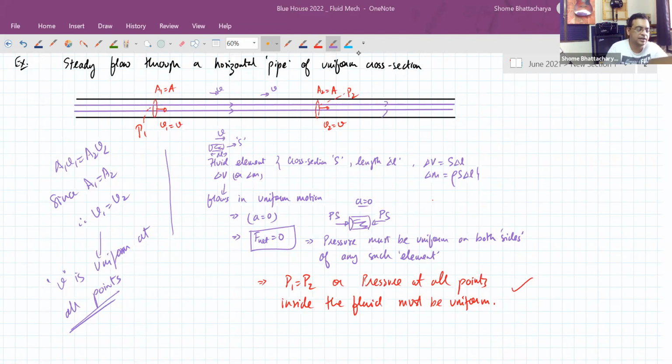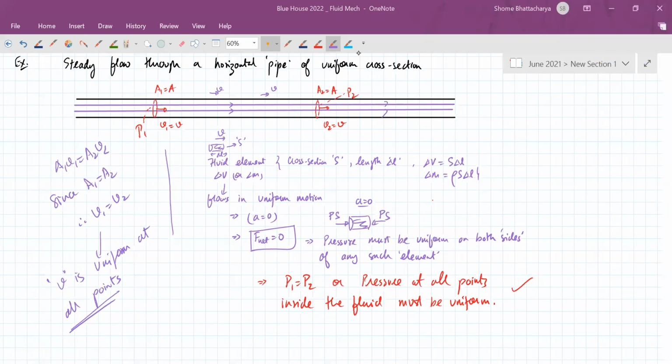No, Dhruv, acceleration can be non-zero in a horizontal pipe also. I'll explain the next example in which that will become clear. But in this case, the acceleration will be 0, because not only is it a horizontal pipe, but the cross-sectional area is uniform. So both the conditions are equally important, horizontal and uniform cross section.